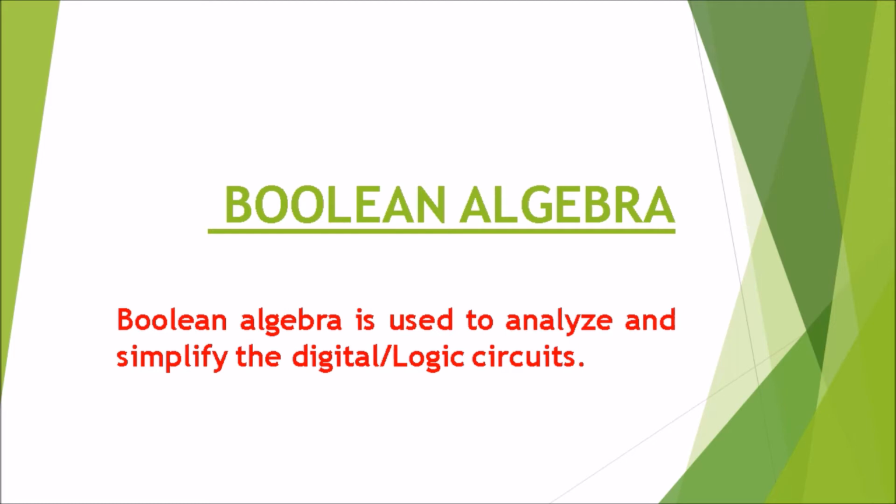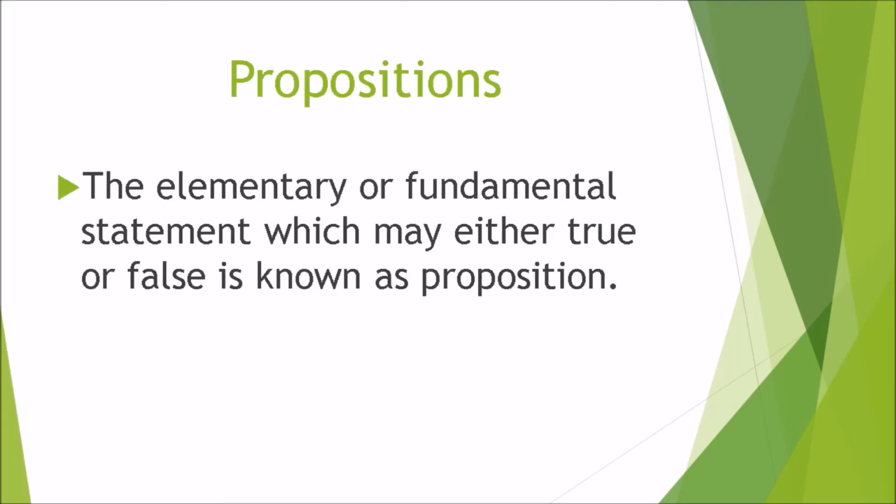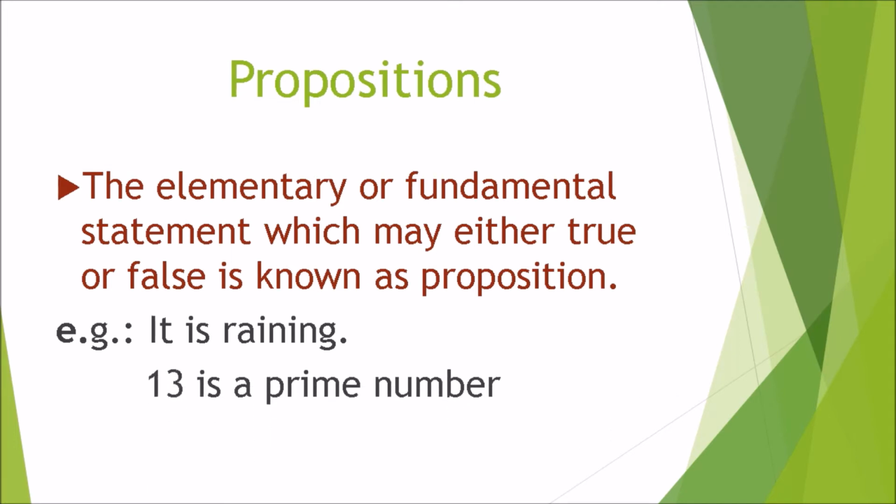So now we'll start with the first topic of Boolean algebra, that is propositions. As per the definition, the elementary or fundamental statement which may be either true or false is known as a proposition. We will see some examples, like it is raining. So it will be either true or false. No other value will be taken for a proposition. Another example is 13 is a prime number. We all know it is true. So I think these examples will make it clear that propositions will have either true or false, no other values.